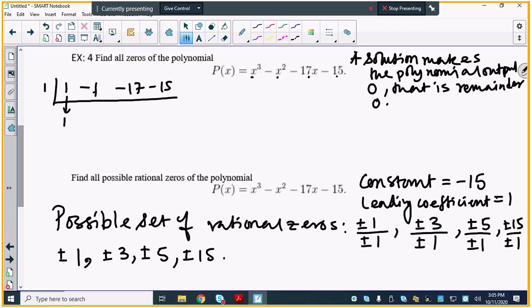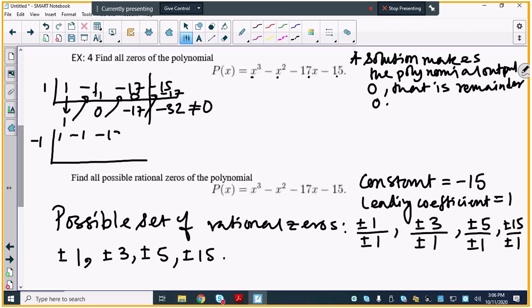So 1 times 1 is 1, negative 1 plus 1 is 0, 1 times 0 is 0, negative 17 plus 0 is negative 17, negative 17 times 1 is negative 17, so that's negative 32 as a remainder, and this is not equal to 0. So 1 is not a solution to my polynomial function. How about negative 1? Same polynomial, we're going to divide by negative 1 this time.